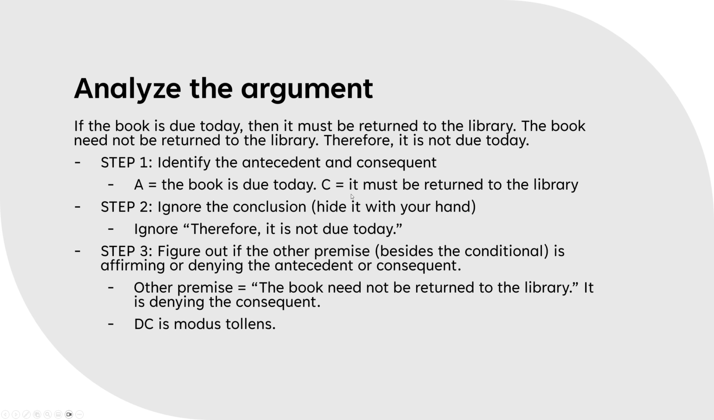All right, and so this breaks that down into detail. You can pause here and review that and try to understand that it's just going through what I just said. And so the answer to this is modus tollens. Why? Because it's DC, denying the consequent.